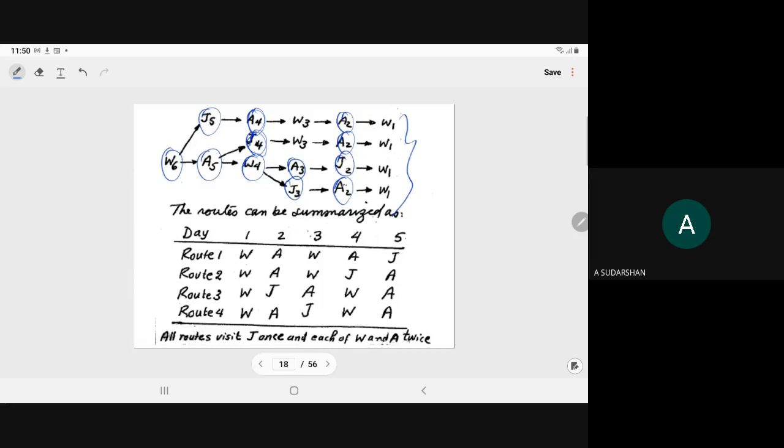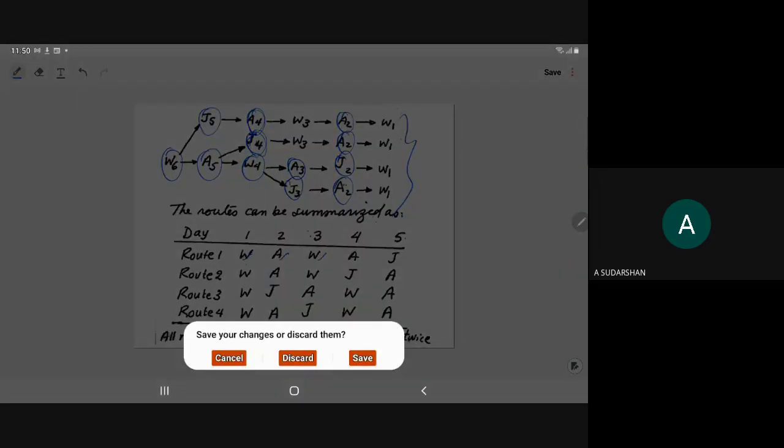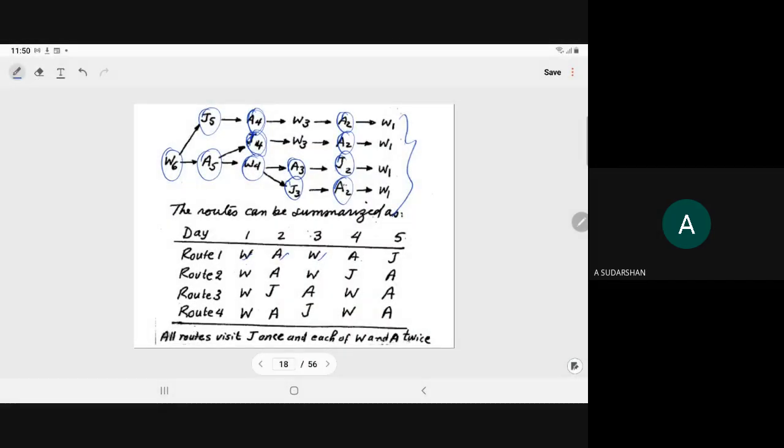It means what will be the optimal, what are the alternative routes? On day first you visit Washington, on the second day you visit Adam, then on the third day again Washington, then Adam, then Jefferson. So we have four alternatives, and all will give you 72 kilometers. In all routes, you have to visit Jefferson once and each of Washington and Adam twice.